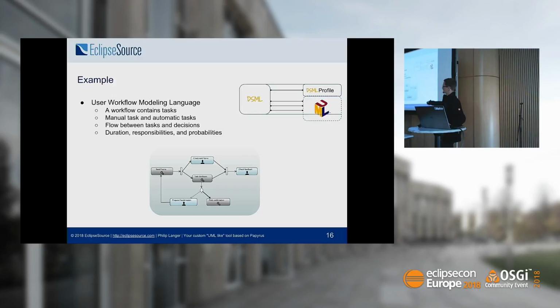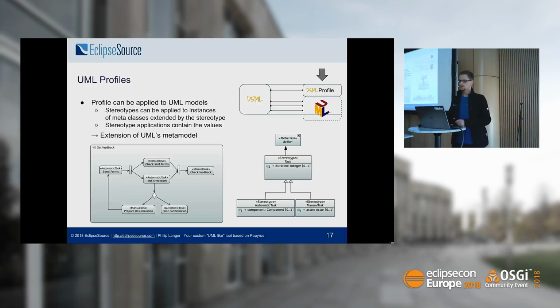And each of those tasks could have a duration and a responsibility, and flows can have probabilities. So for instance, 25% of the times you go this direction, 75% of the times you go into the other direction. So now, when we want to implement something like that based on UML, of course, the first question is, what is the base language that we would like to use?